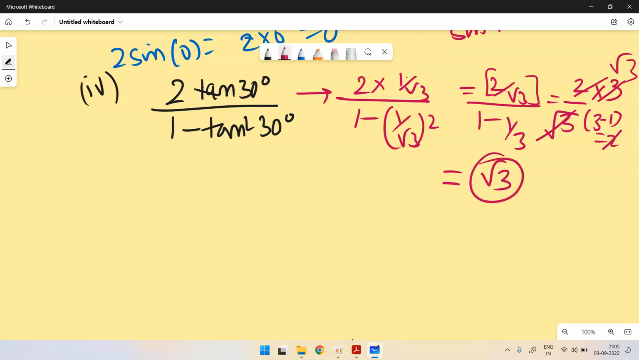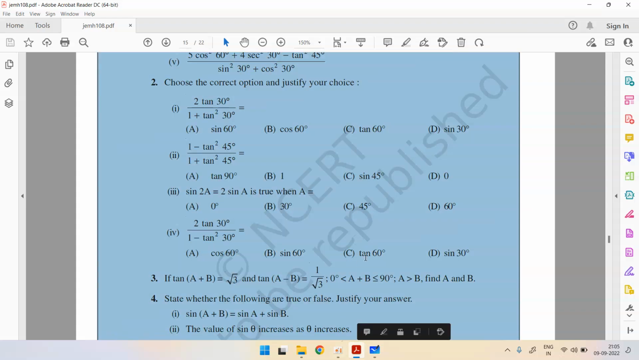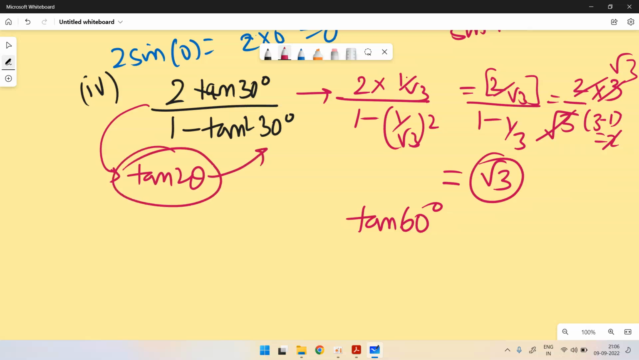And root 3 you know is tan 60 degree. So from the given options you can say that option C is correct. This is the formula for tan of 2 theta, where theta is 30 degree, but this is for when you reach your 11th class.